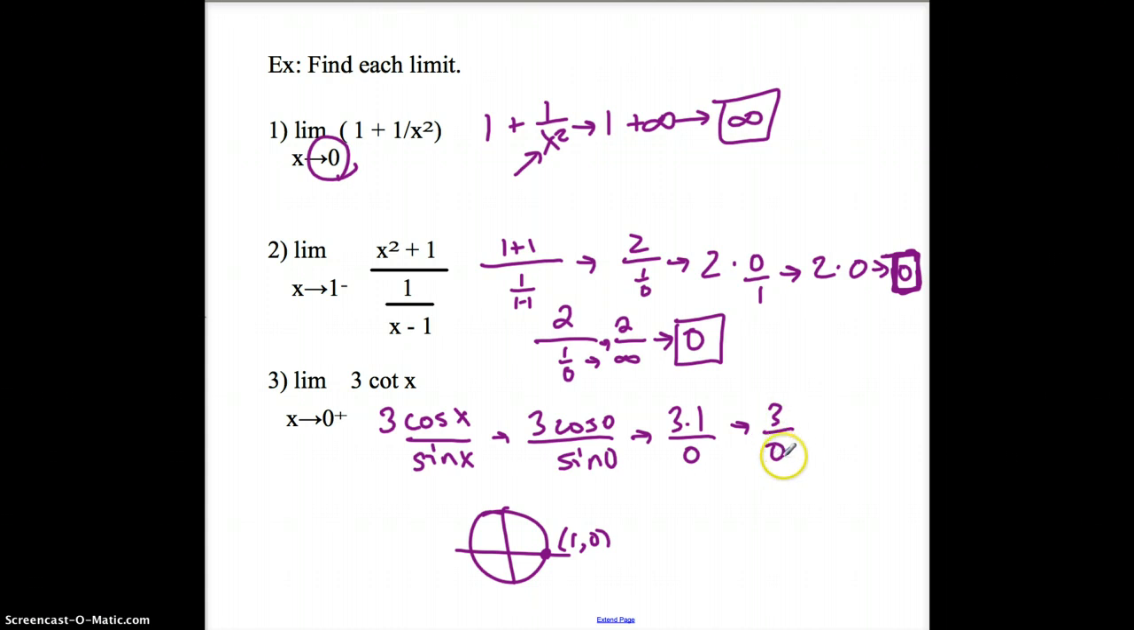As the denominator gets smaller and smaller, that approaches infinity. But we have to decide if it's positive infinity or negative infinity. Checking out the graph, cotangent looks kind of like that. So as x approaches 0 from the right, we're going to be looking at this branch, so it's positive infinity. So we're good to go there.